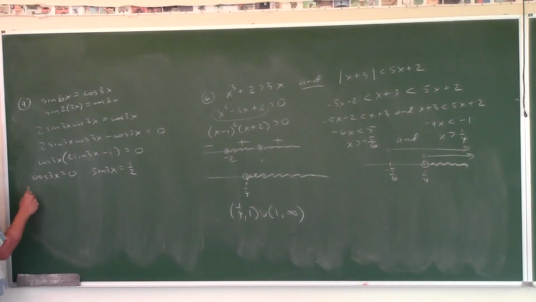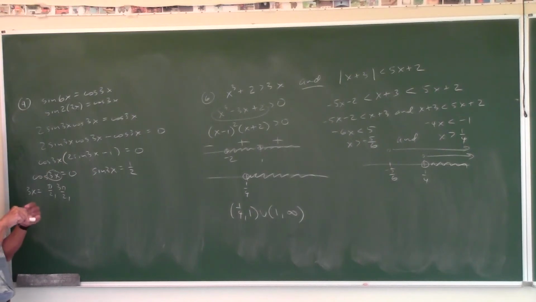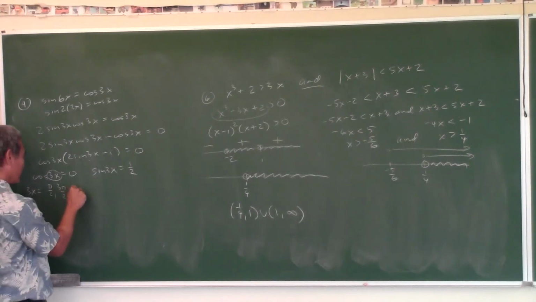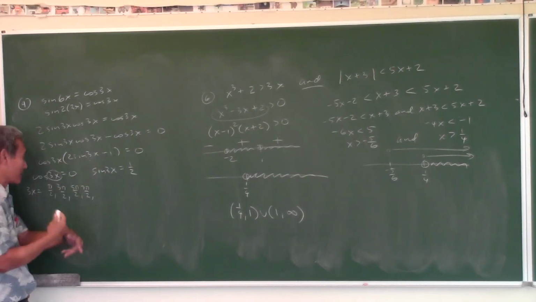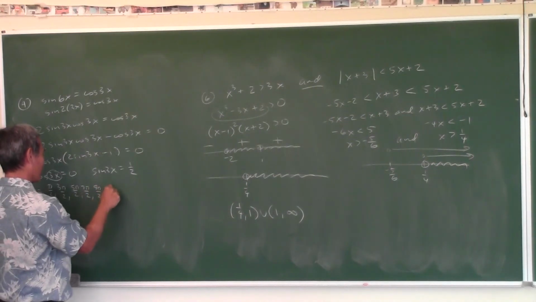So cosine of what angle is equal to 0? Pi over 2, 3 pi over 2. Except, since the variable is 3x, you got to go 3 times around. So you have to add 2 pi to each of these. So that would be 5 pi over 2, 7 pi over 2. And then you got to go another time around. So that would be 9 pi over 2 and 11 pi over 2.